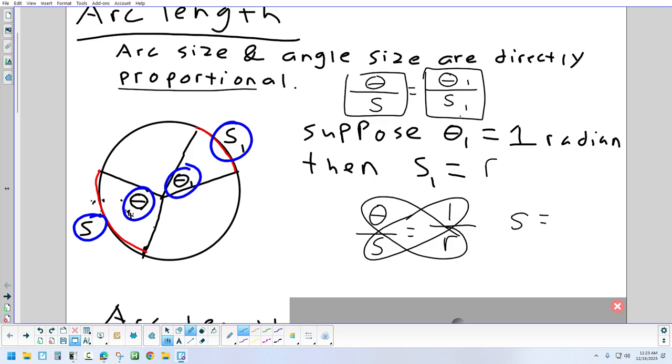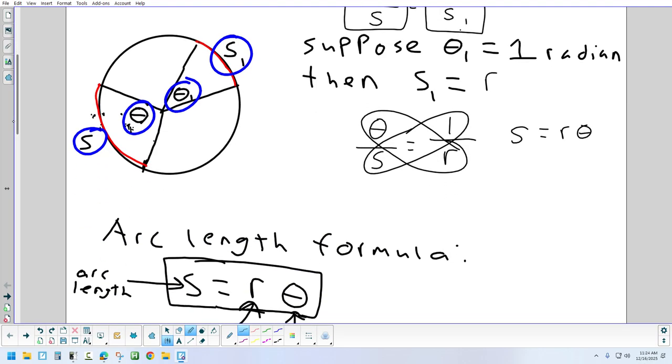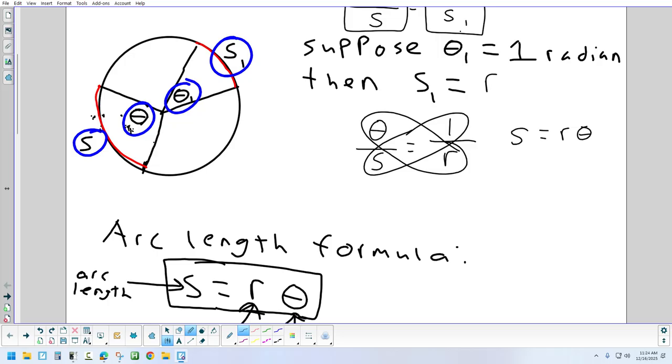And then r times theta is r theta. So that is the formula for finding the length of an arc in a circle. The arc length equals the radius times the angle. Now, there's something we assumed about the angle early on in the problem. What units did we assume we were working in?